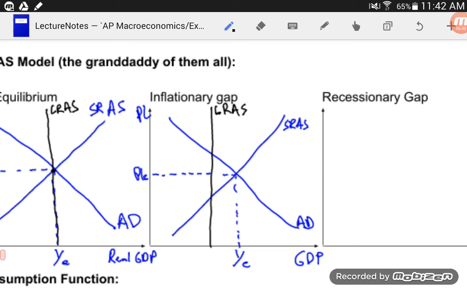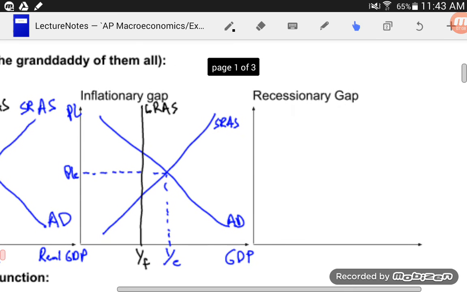Now, what happens if we're in an inflationary gap? Well, we're above full employment, aren't we? This is Y of full employment, so we're above full employment. If that's the case, our classic example in class was what happened at that Walmart in North Dakota, where cashiers were getting paid like $17.20 an hour. Their unemployment rate at that time was at like 0.8%, way above full employment.